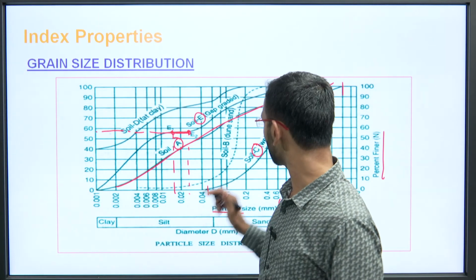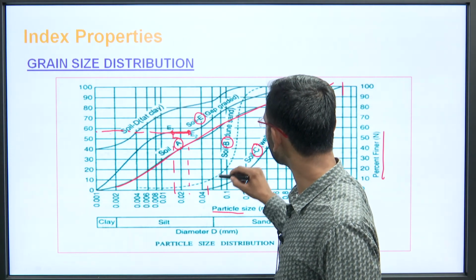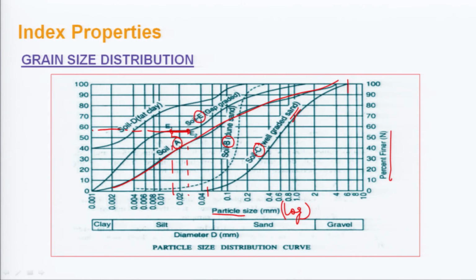And see this is B soil here, this is having just a straight one. So, it is having only one size of particle. So, this is also a poorly graded soil.